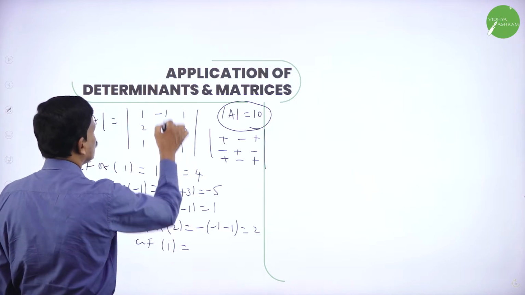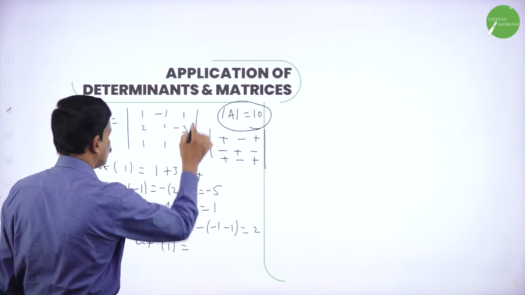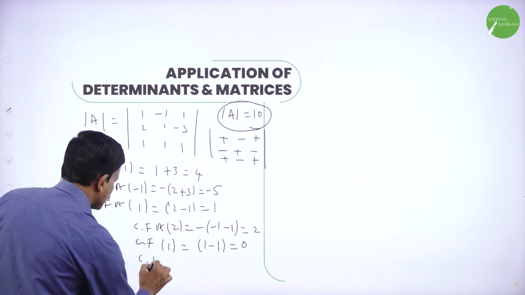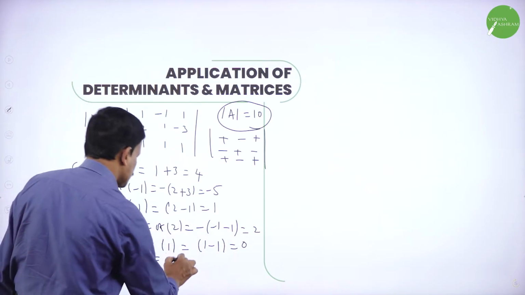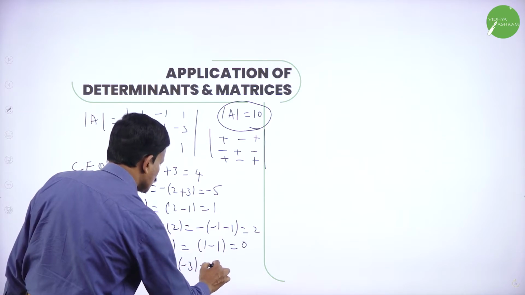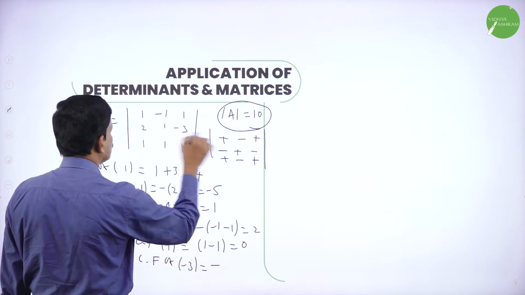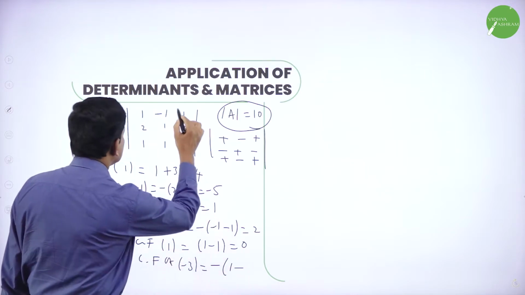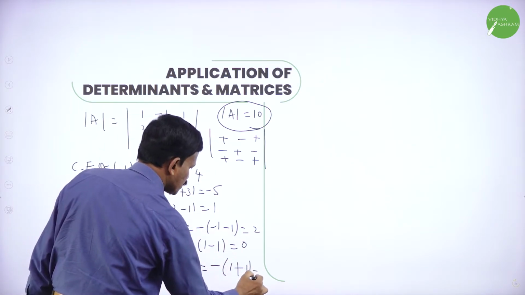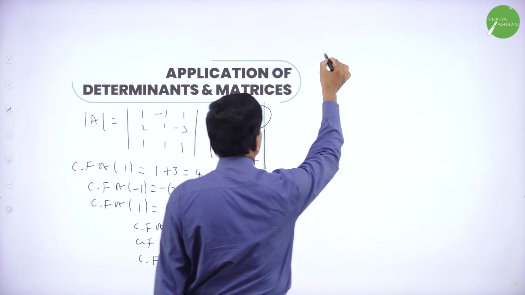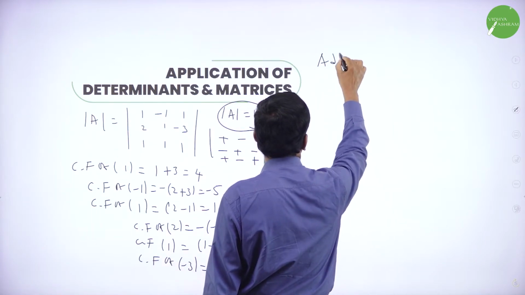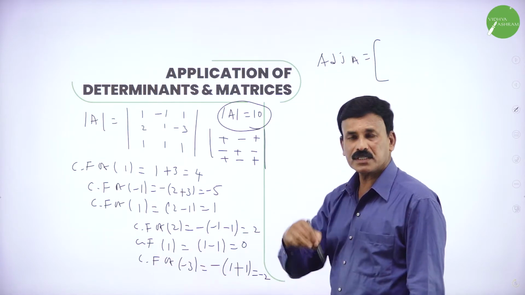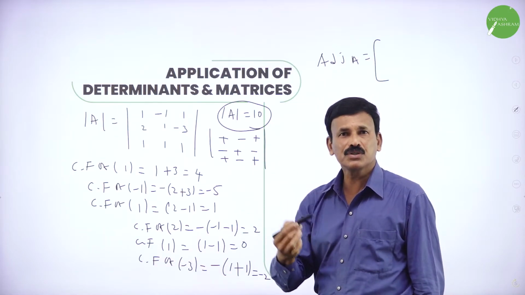Cofactor of 1 is equal to, this row and column are gone, 1 ones are 1, minus 1, is equal to 0. Again, cofactor of minus 3 is minus, this row and column are gone, 1 ones are 1, minus into minus plus, 1 plus 1 is 2, minus 2. So I will write the adjoint directly. Adjoint of A is equal to, instead of writing cofactor and transposing, I will straight away go to the adjoint.